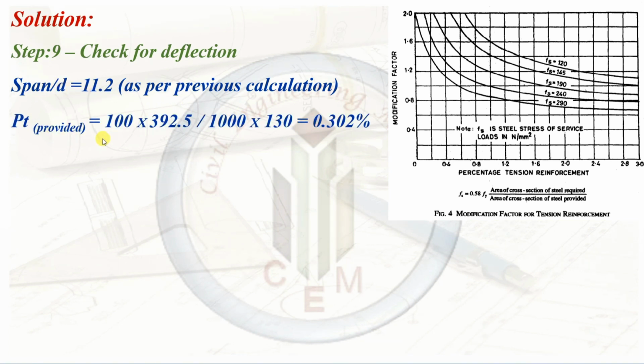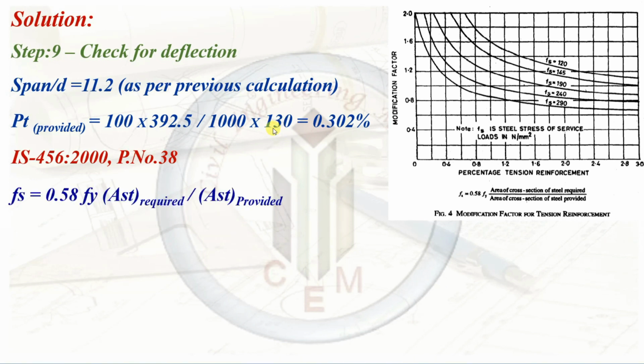We know the PT provided is 0.3 percentage because this calculation is done as per the PT assumption, like the percentage of steel assumed, because initially we took the percentage of steel as 0.2 percentage. Let's do the back calculation again. So we know the PT value, and as per IS 456-2000 page number 38, from this figure, modification factor for tension reinforcement, let's calculate the stress first.